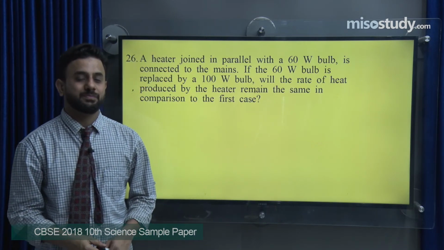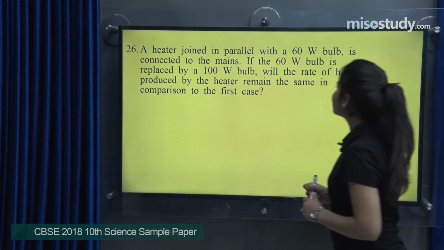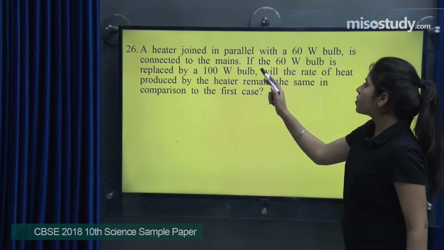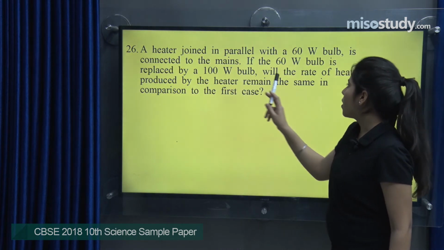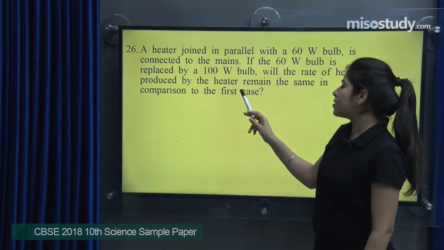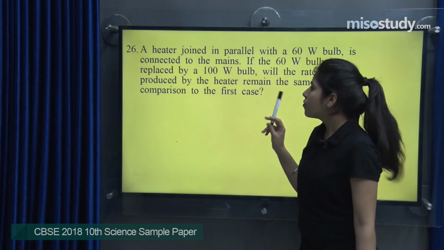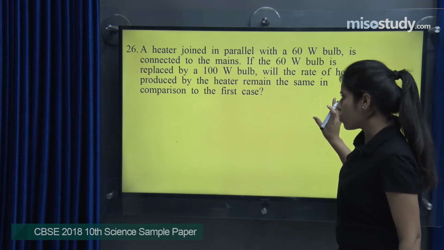Now the next question is: a heater joined in parallel with a 60-watt bulb is connected to the mains. If the 60-watt bulb is replaced by a 100-watt bulb, will the rate of heat produced by the heater remain the same in comparison to the first case or not? We have to tell them whether the heat will be the same or not.